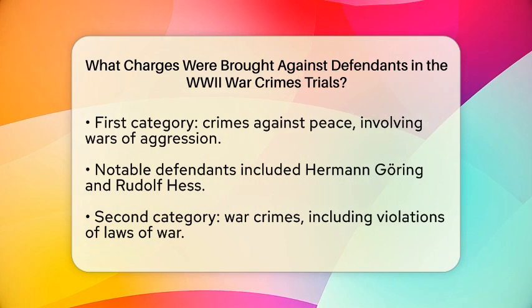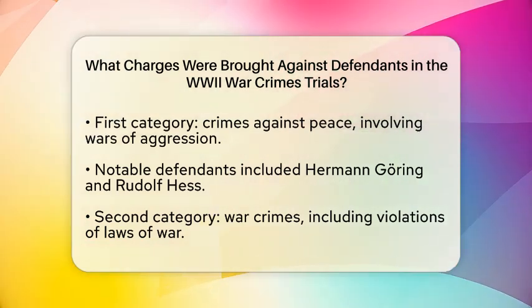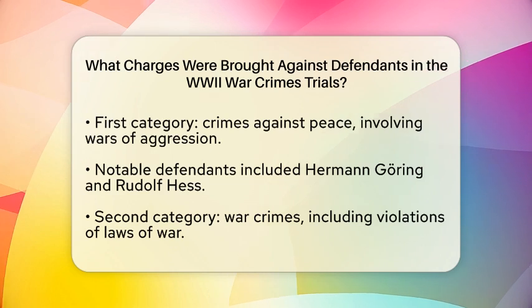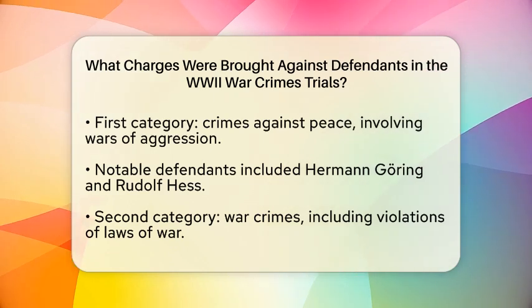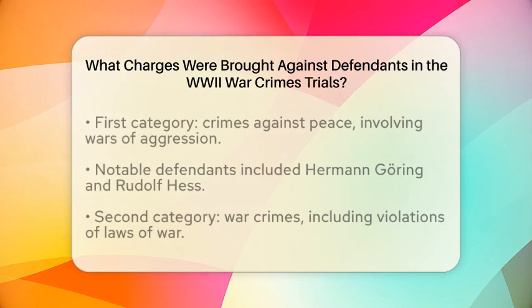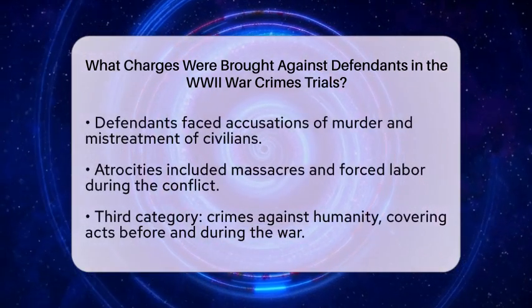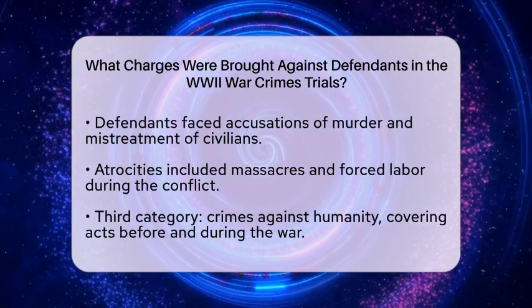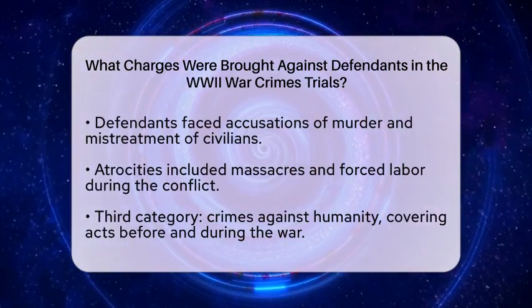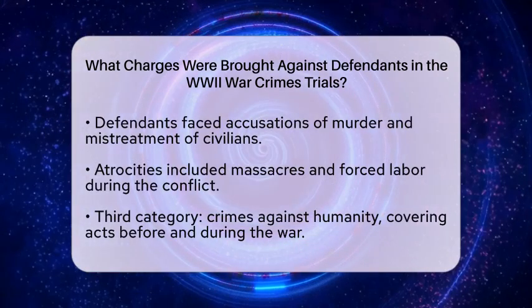The second category is war crimes. These charges included violations of the laws or customs of war. Defendants were accused of committing acts such as the murder and ill-treatment of civilians and prisoners of war. Atrocities like the massacre of civilians and the use of forced labor were highlighted during the trials. The evidence presented illustrated the severe violations of human rights that occurred during the conflict.